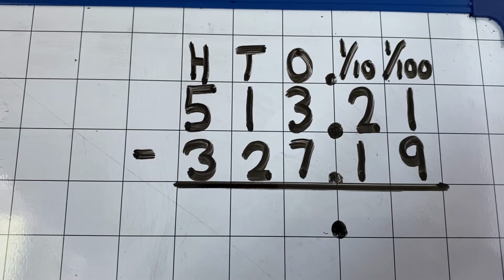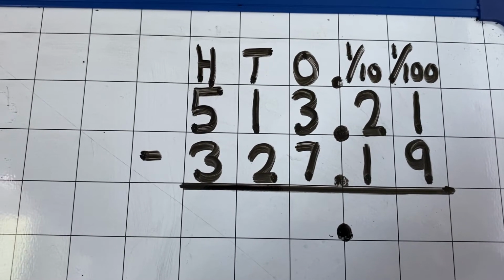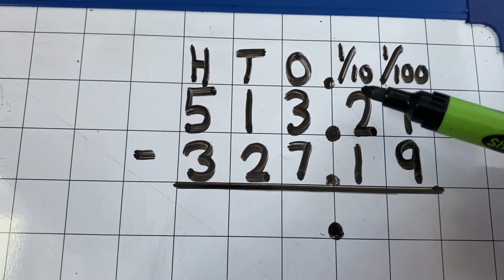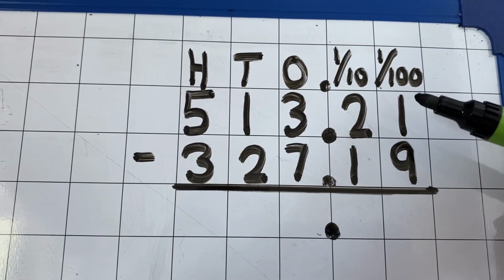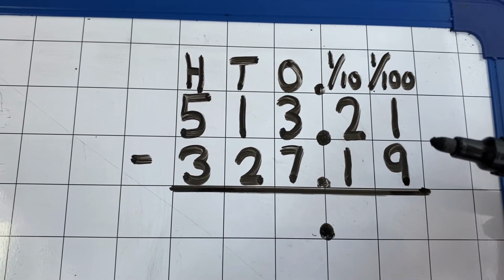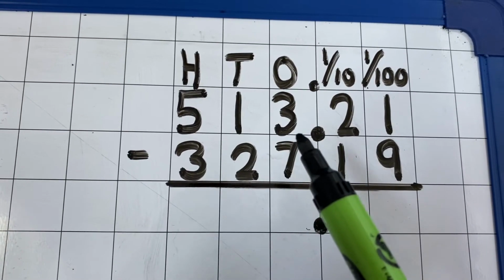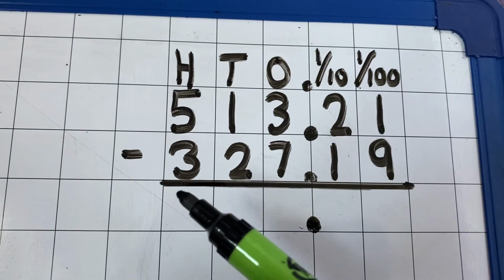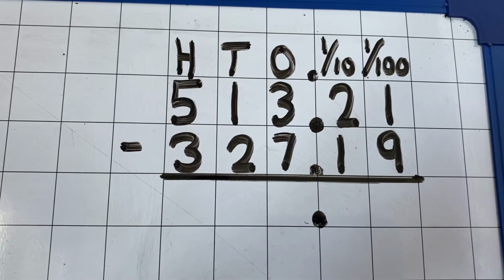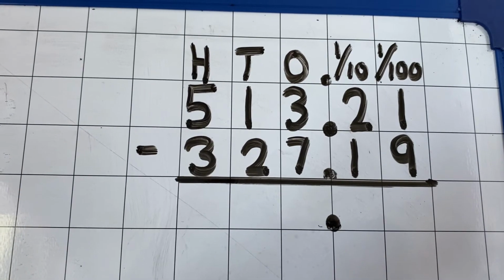In Year 5, children will continue to use the concrete method of place value counters to support them with their understanding. They will also begin to use decimals, so understanding the tenths column, the hundredths column. As well as doing this in addition, they will also be applying this to subtraction. So here, for example, we have 513.21 minus 327.19. They will need to apply their understanding and use this in the compact method.